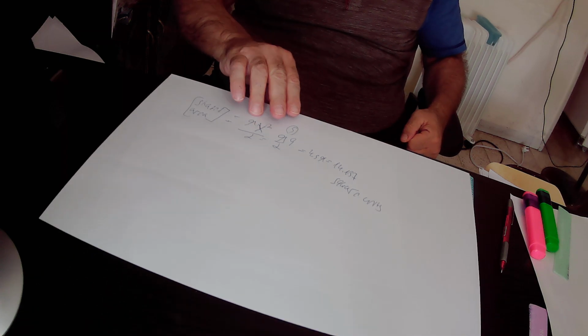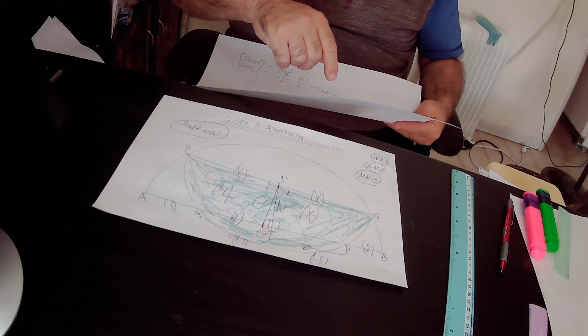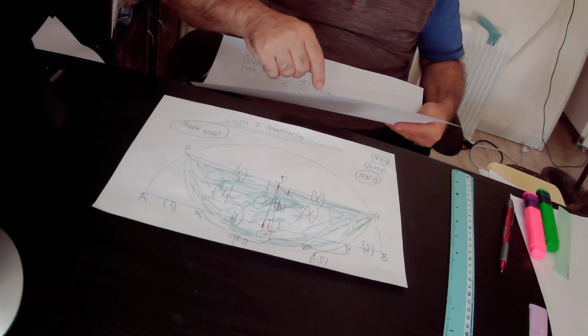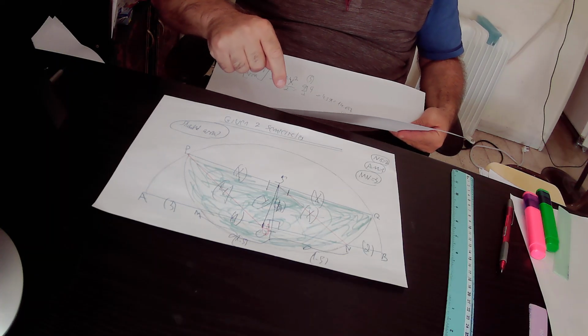So in total we found out that the size of this shaded area is equal to either 4.5 pi square units in size, or in terms of numbers, the size of this shaded area is equal to 14.137 square units in size.